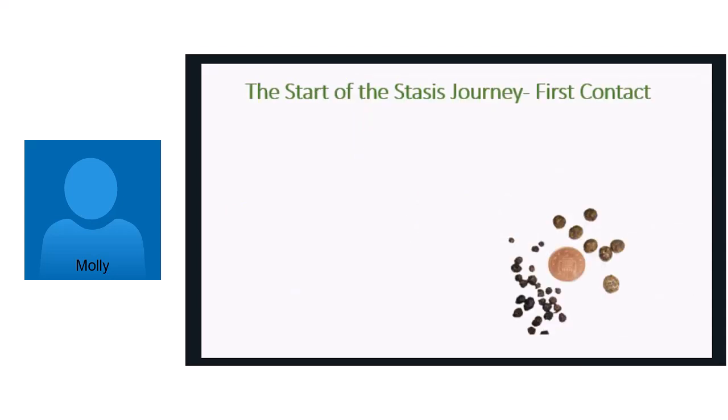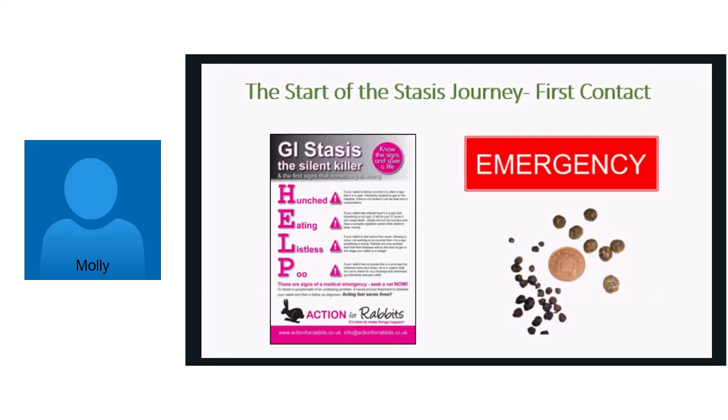So I want to start with first contact, and I think this is really quite important. I do think it's an emergency. I train my receptionists and my nurses, technicians, whatever terminology you're comfortable with, to recognise this and address it as such. And I want to see these animals quite rapidly. If an owner phones up saying, my rabbit's hunched, not really eating, a bit listless, it's shifting around, I'm not sure if it's passed any droppings, then these are all things that make me think this animal needs to come in and be seen quite quickly.